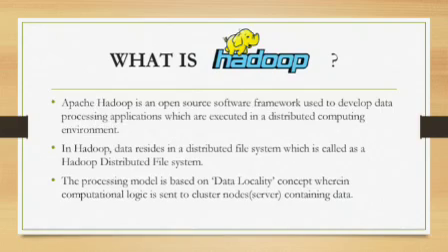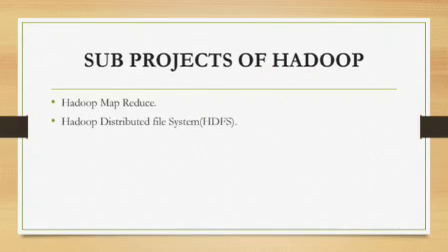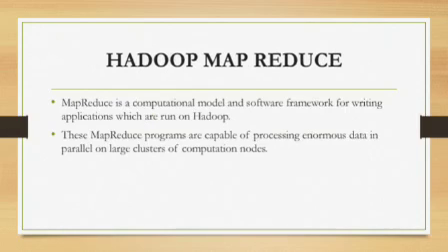Okay, now let me see. Apache Hadoop consists of two subprojects. They are Hadoop MapReduce and HDFS. What is Hadoop MapReduce? Okay. Now let me see about Hadoop MapReduce. MapReduce is a computational model and software framework for writing applications which are run on Hadoop. These MapReduce programs are capable of processing enormous data in parallel on large clusters of computation nodes.